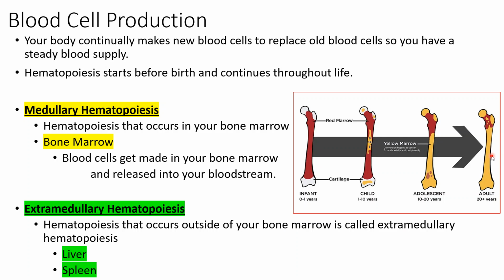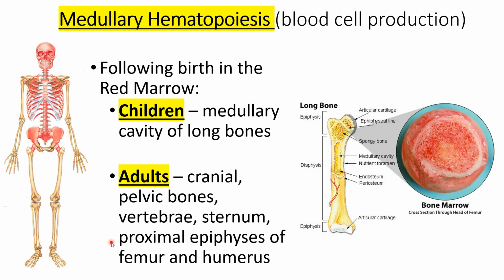And then you also have another way that you can make blood cells, and that's called extramedullary hematopoiesis. This is what's going to occur outside of your bone marrow, and that could occur in locations such as the liver and spleen. Medullary hematopoiesis, this is blood cell production, again, within the red marrow of bones. In children, the medullary cavity of long bones, like we just saw previously. Adults, it's not going to be in those same locations necessarily. It's going to slim down the number of areas because you don't need to be making blood cells at the same rate you did as you were growing.